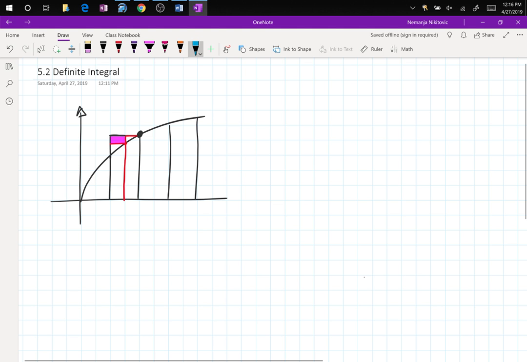Now, what happens when I cut each one of these, let's say in half? You can cut them in any many you want, right? So if you are to cut each one of these in half, you will eliminate even more error. So every time you put more and more rectangles, you eliminate more and more error. So what happens if you are to use infinitely many rectangles? Well, those infinitely many rectangles would be infinitely thin.